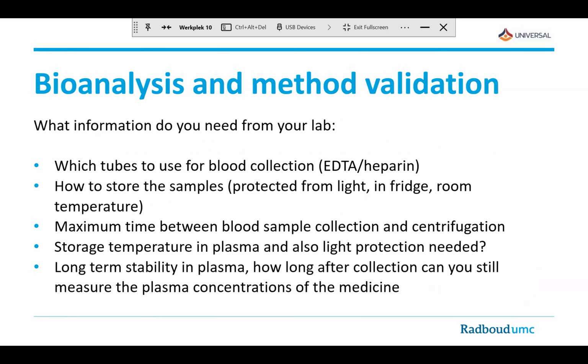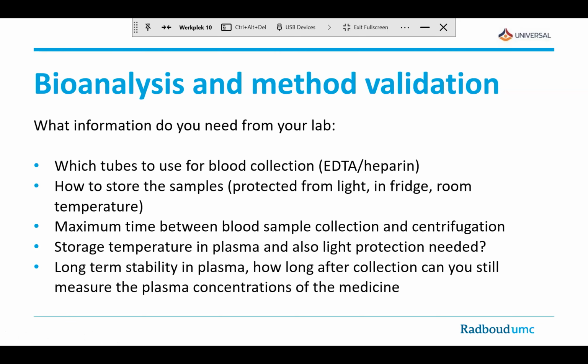So it's important before you start your trial to get some information from your laboratory, because they have done their validation tests in a certain sort of plasma. You have to know whether they have validated the method in EDTA plasma or in heparin plasma, which will influence which sort of tube you will have to collect. And also how you have to store your samples, protected from light in the fridge or at room temperature, the maximum time between blood sample collection and centrifugation, for example.